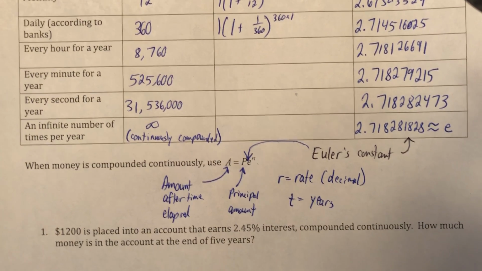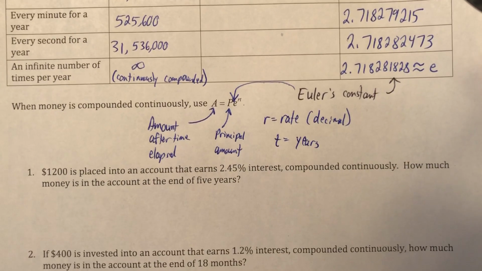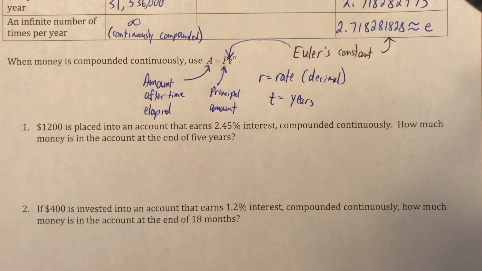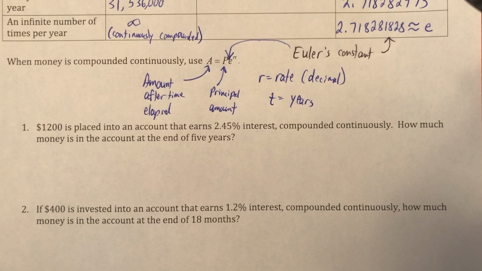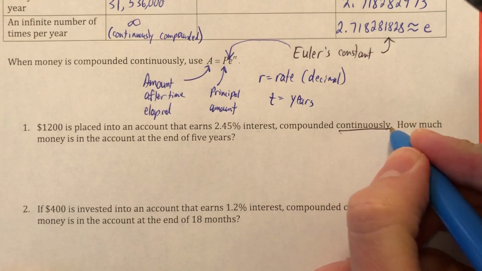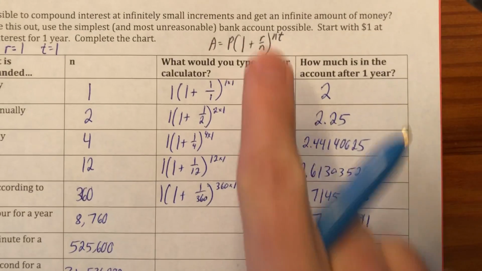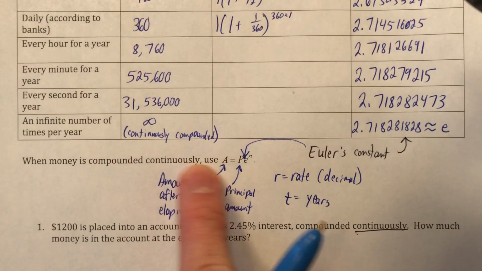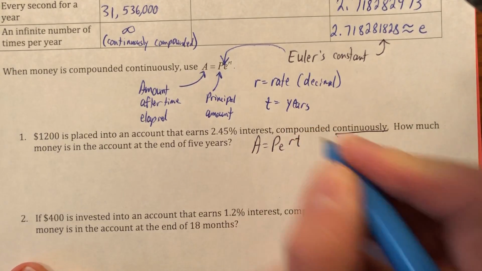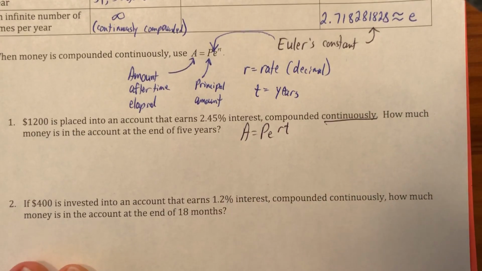Okay, so let's keep going. $1,200 is placed into an account that earns 2.45% interest, compounded continuously. How much money is in the account at the end of 5 years? Well, because it says continuously, that word right there means I will not use this. I will be using this formula. So A equals P, E to the RT. How much money is in the account?